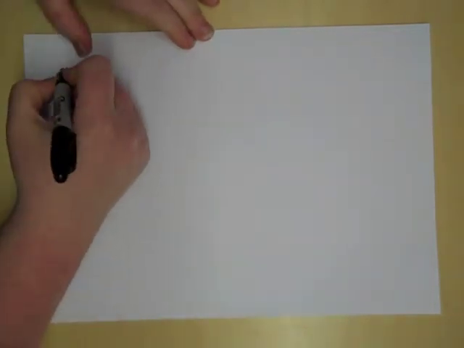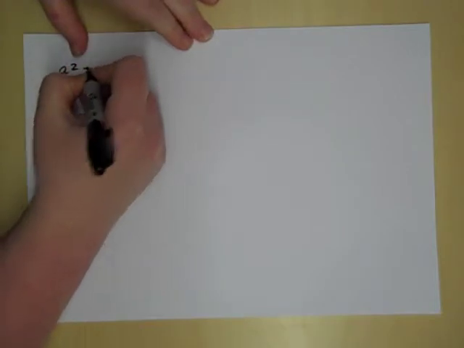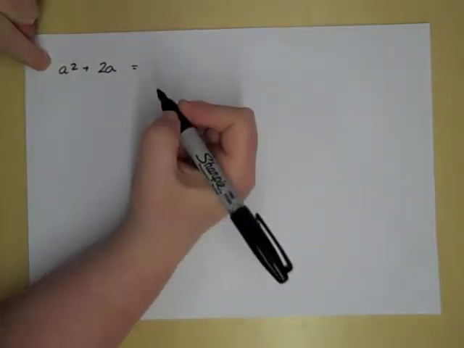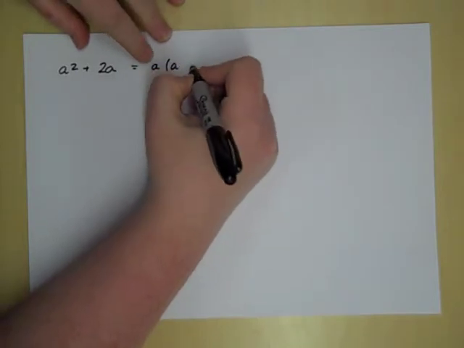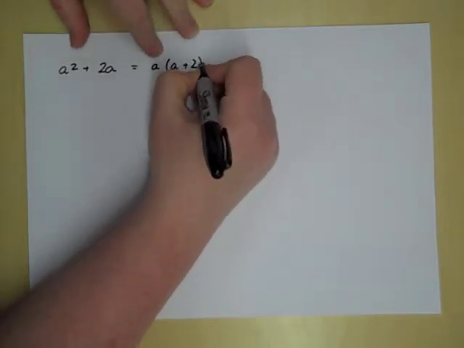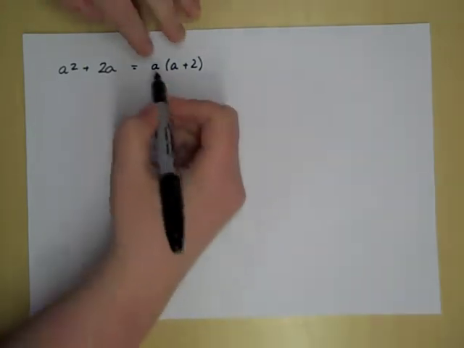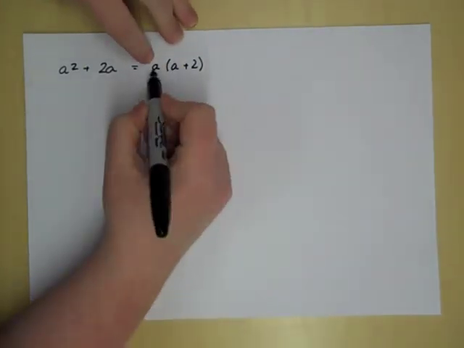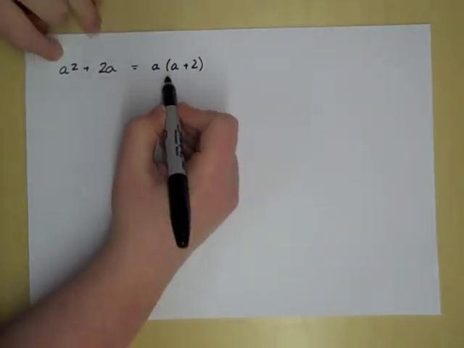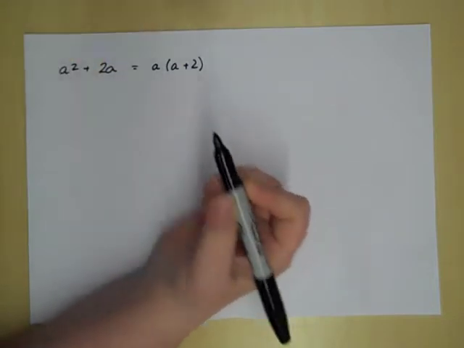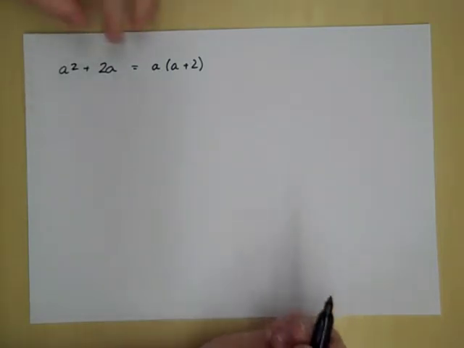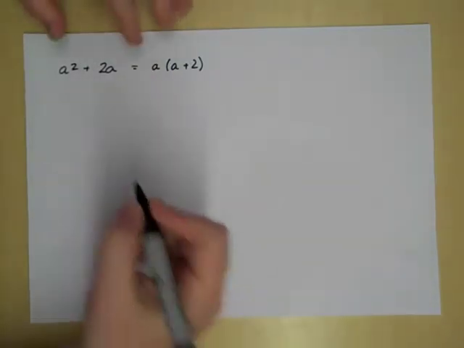If I have something like a squared plus 2a, I can simplify this because there's an a in each of these terms. I can take an a out and I can have a into a plus 2. I can see that by multiplying out this bracket, I end up with a multiplied by a, which is a squared, and plus a multiplied by 2, which is 2a. Yeah? So I can have this with letters.